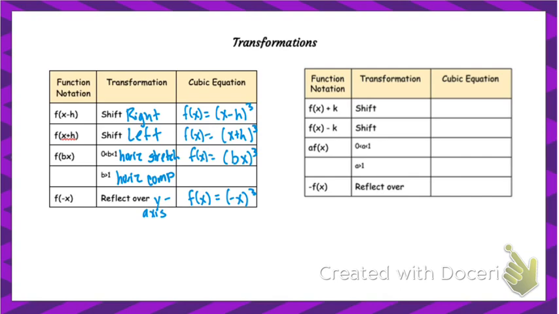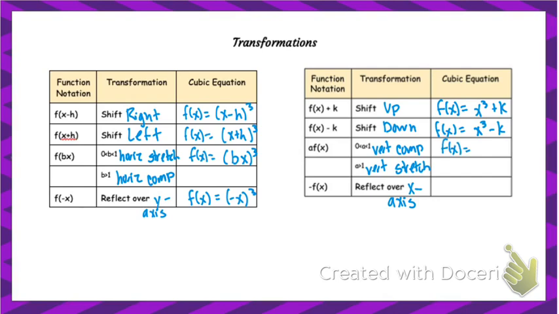All right, second half has all the vertical transformations. So plus k is up, minus k is down. If a is between 0 and 1 and it's on the outside, that's your vertical compression. a greater than 1, that's your vertical stretch. And then negative on the outside is a reflection over the x-axis. So for a cubic equation, that would be x cubed plus k, x cubed minus k. So again, outside, away from those parentheses would be our vertical changes.